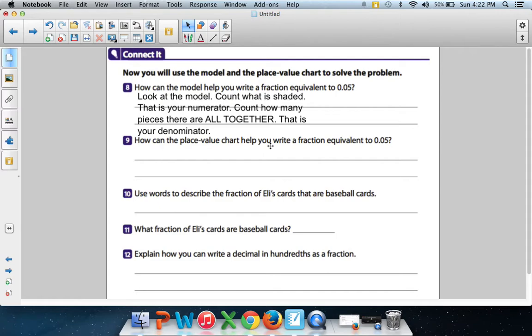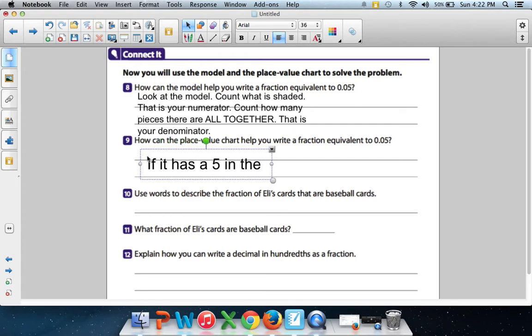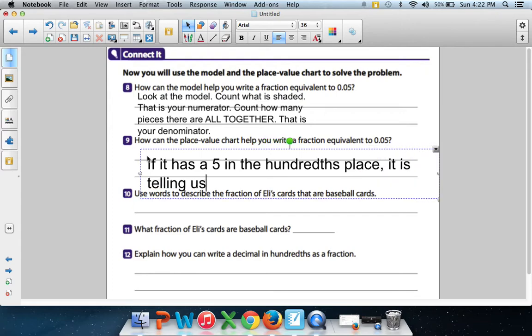Aha! A clue! A 5 in the hundredths place. Let's write something real quick. If it has a 5 in the hundredths place, it is telling us that the fraction is 5 out of 100.